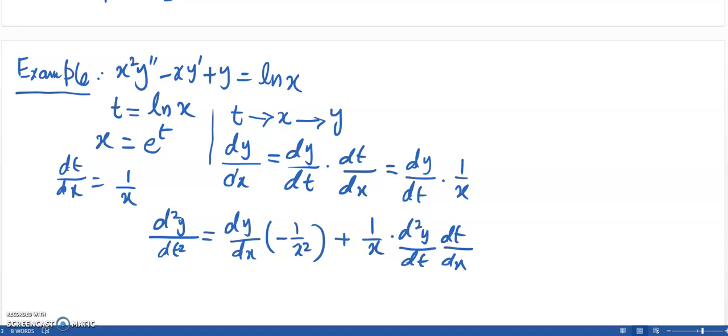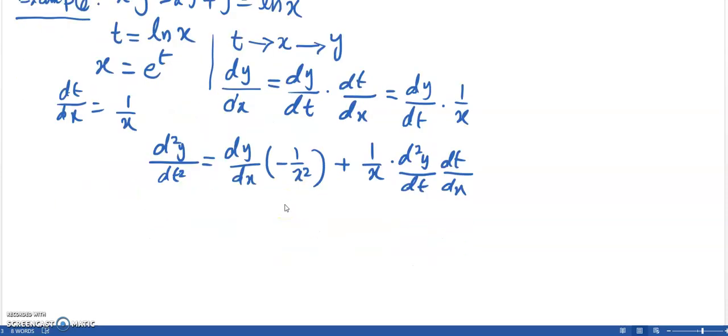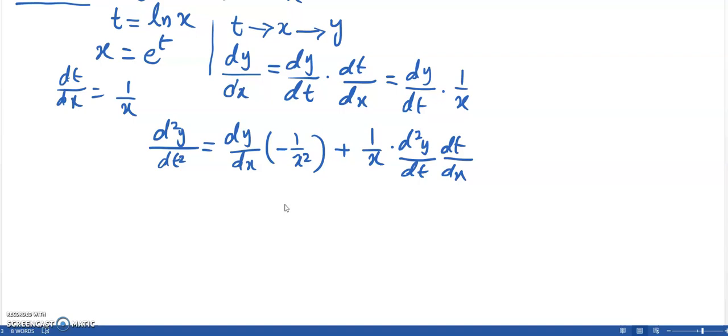Okay, so continuing from the previous clip. Here we have dt over dx, which is also 1 over x. So the simplification of this will be like this. It is 1 over x, and then this is the second part. That means dt over dx will be replaced with 1 over x.